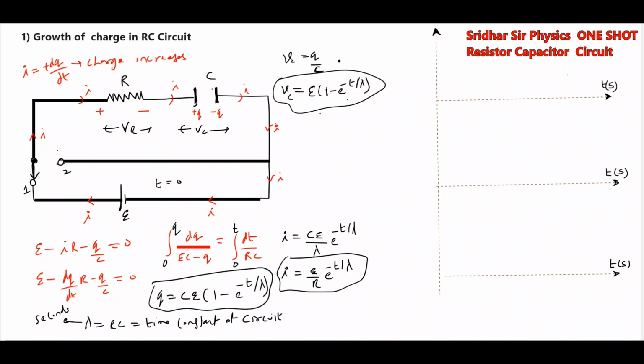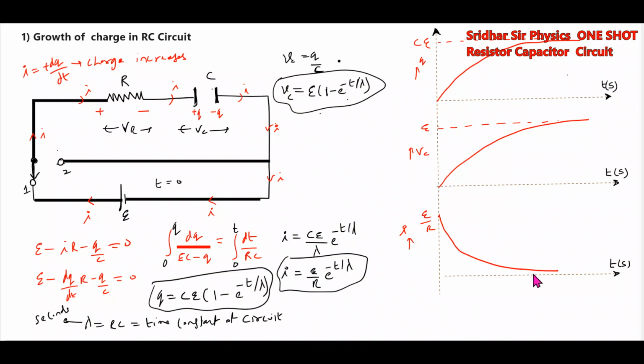If I plot this curve, it will look like this. The expression for voltage across the capacitor will be like this. And the current will be decreasing exponentially.